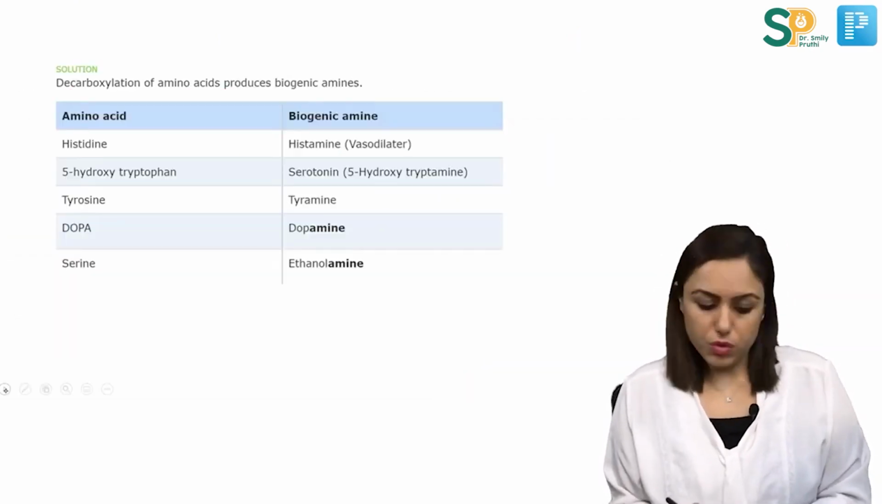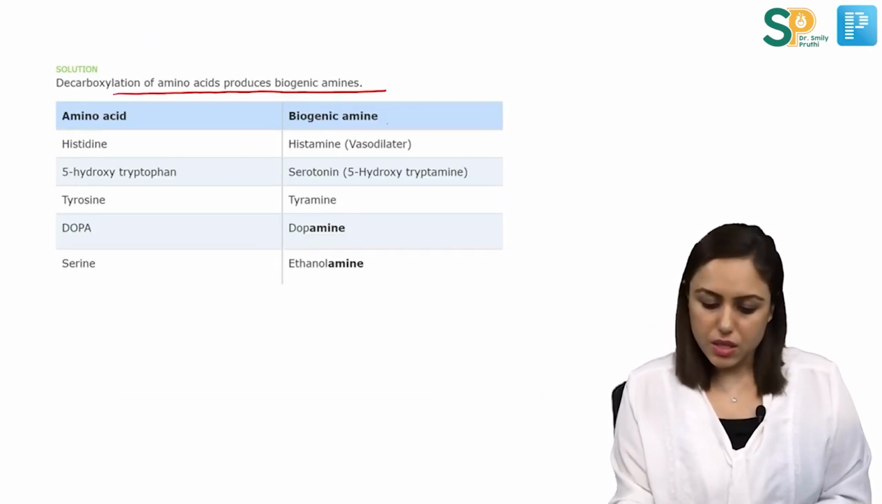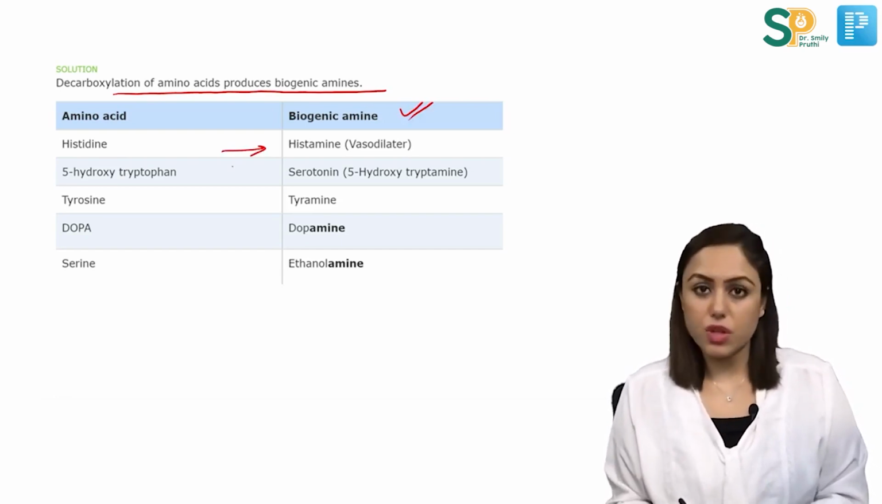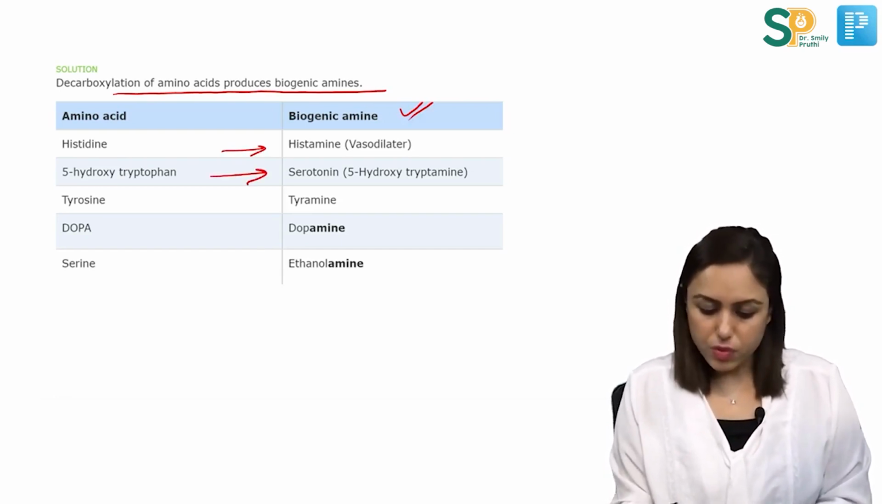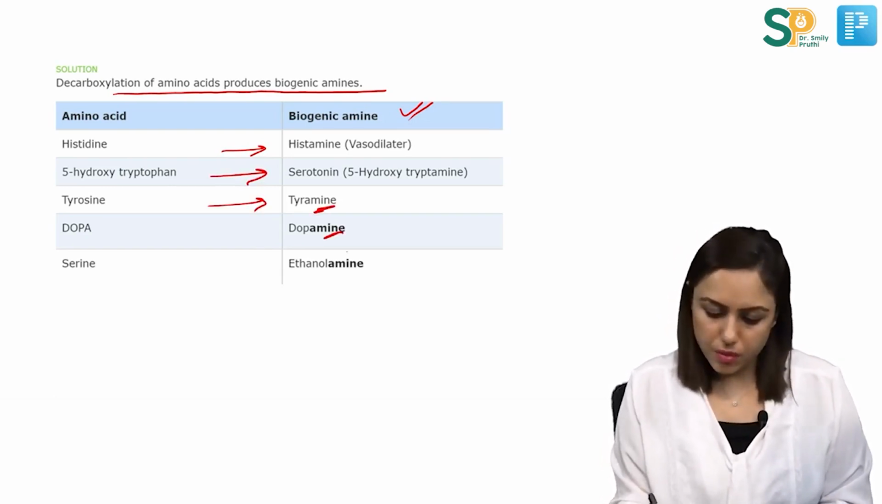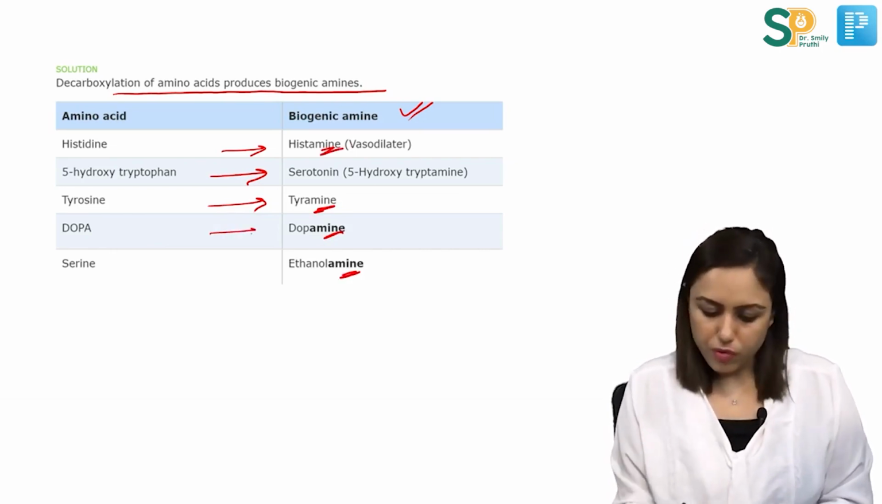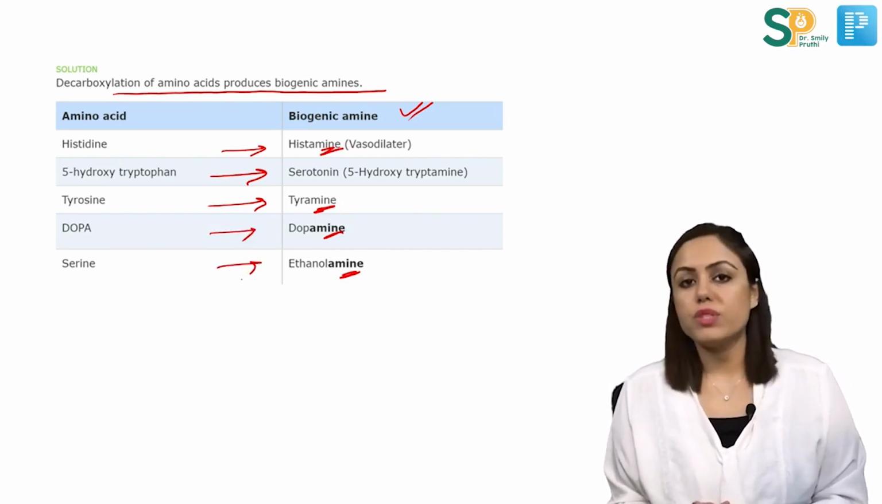histidine. So you can have a look here that decarboxylation of amino acids produces amines. So these are the biogenic amines. From histidine, we get histamine. 5-hydroxytryptophan forms serotonin. Tyrosine forms tyramine. You can see amine, amine, amine, amine here. Okay. So all these are amines. Dopa forms dopamine. Serine forms ethanolamine.